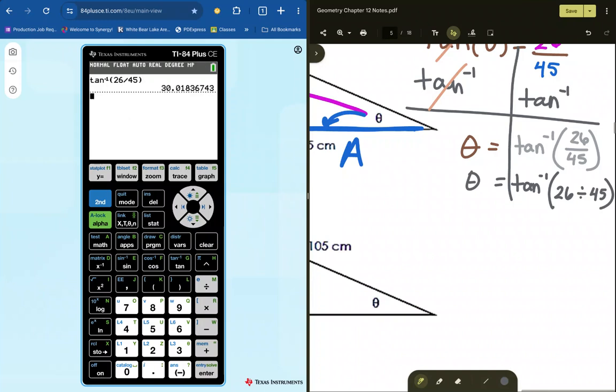Now, again, if you got something different, it simply means that you might be in the wrong mode on your calculator. So double check that with your teacher.